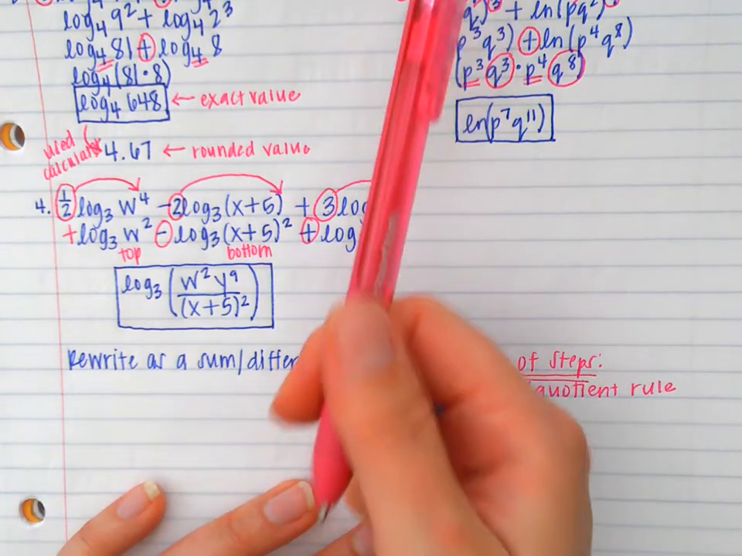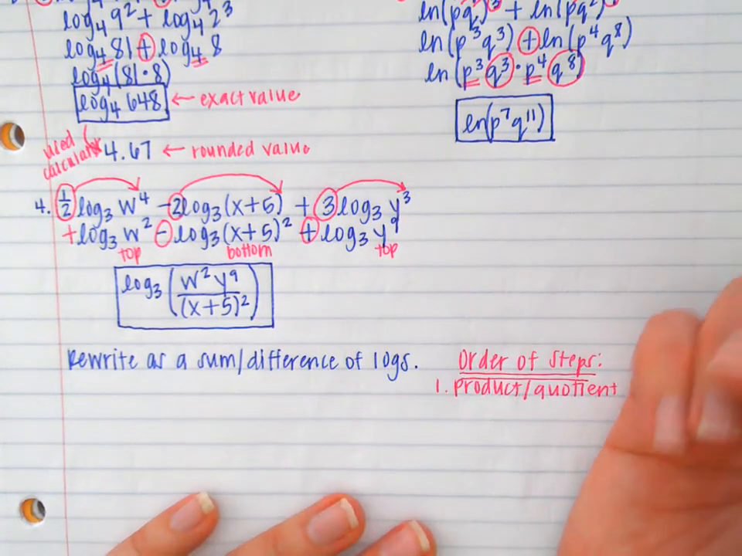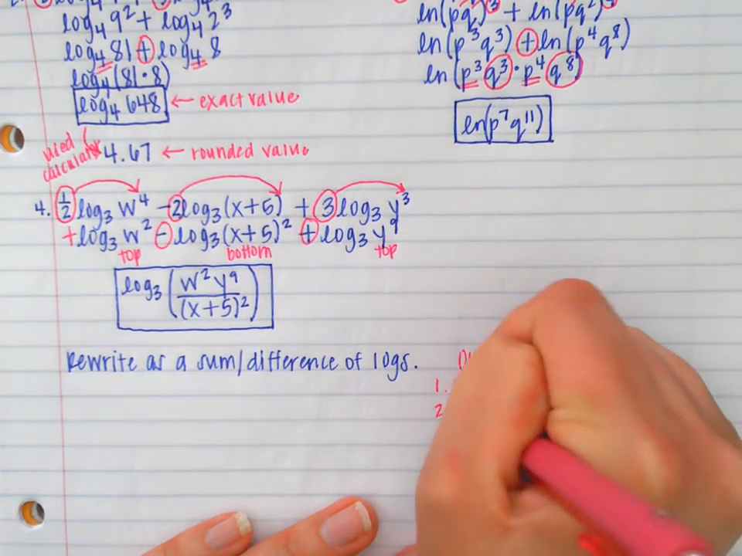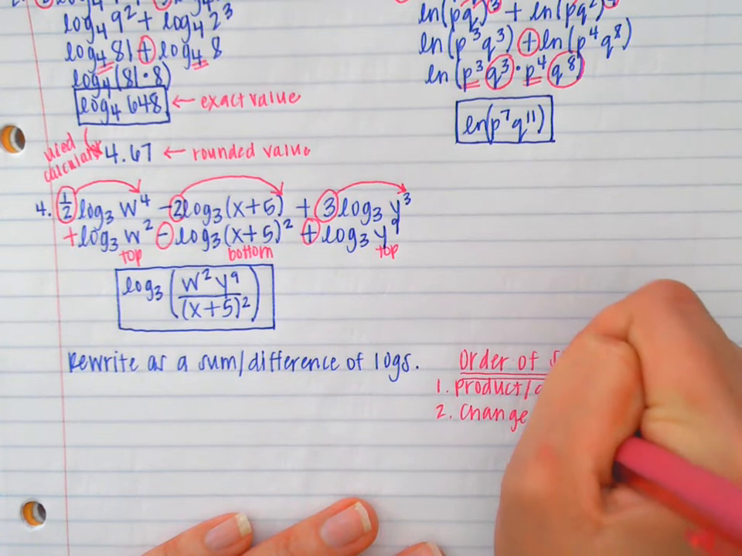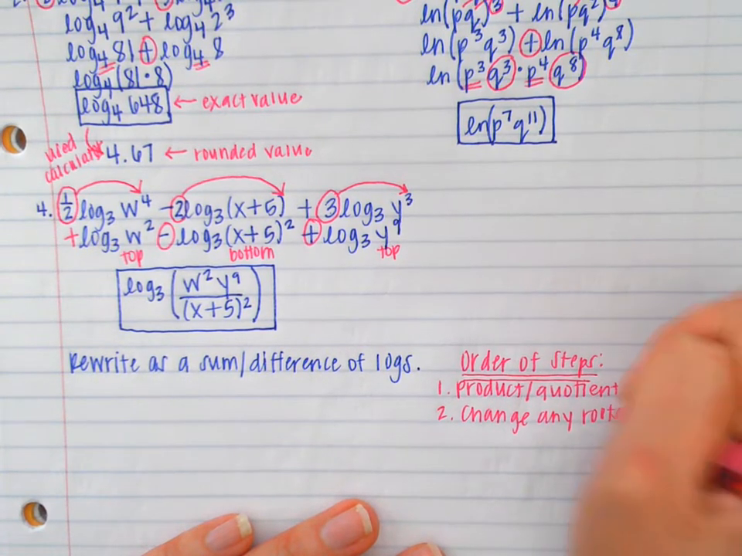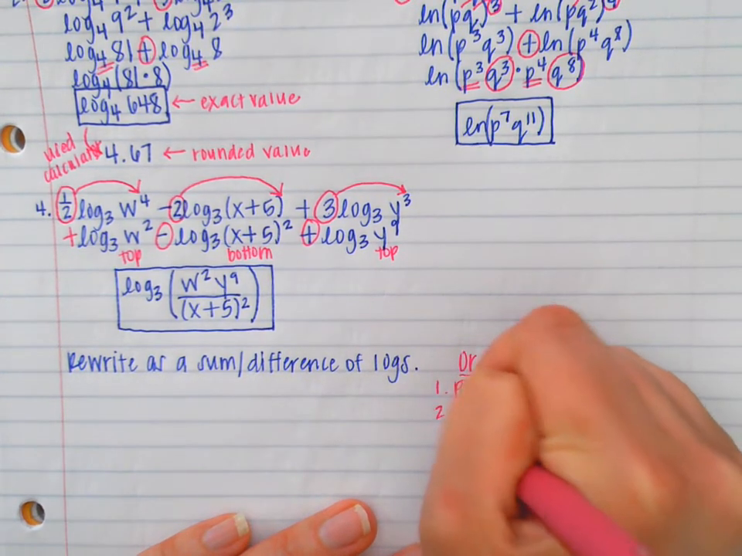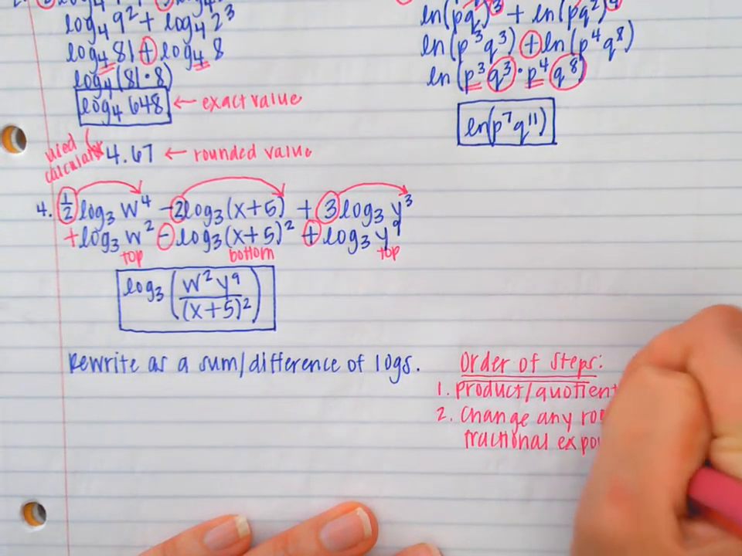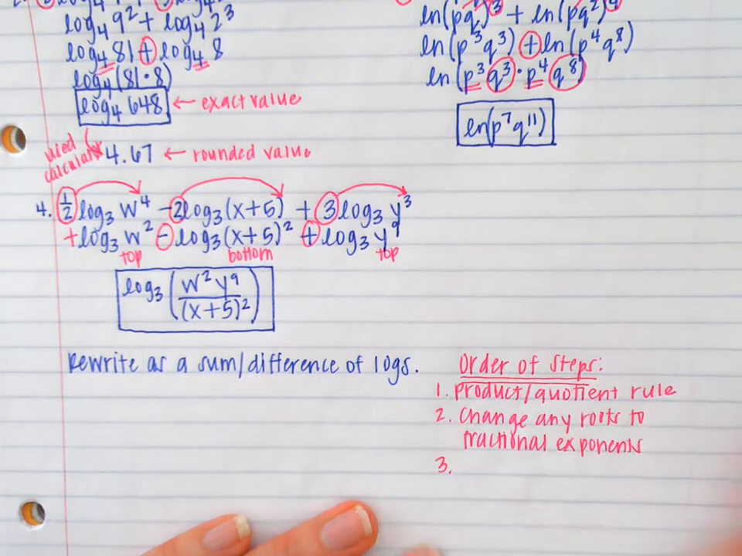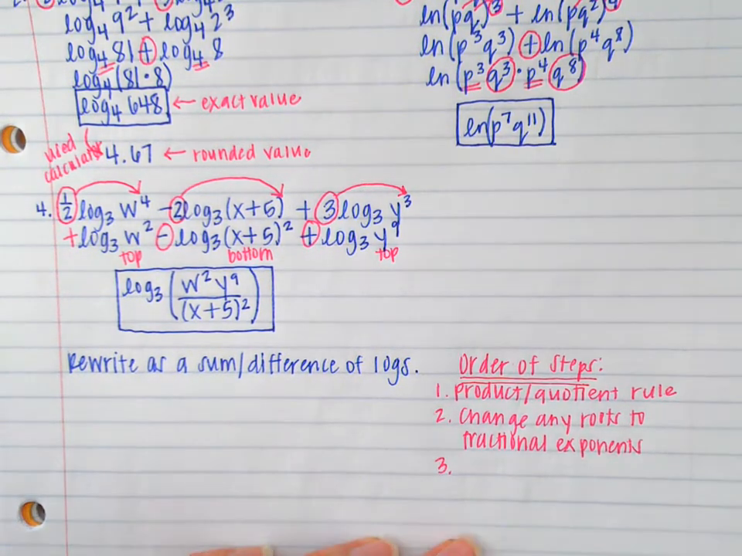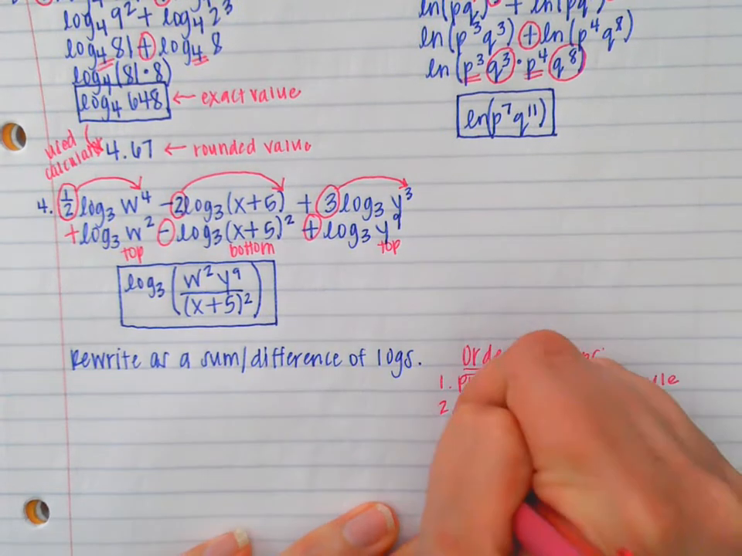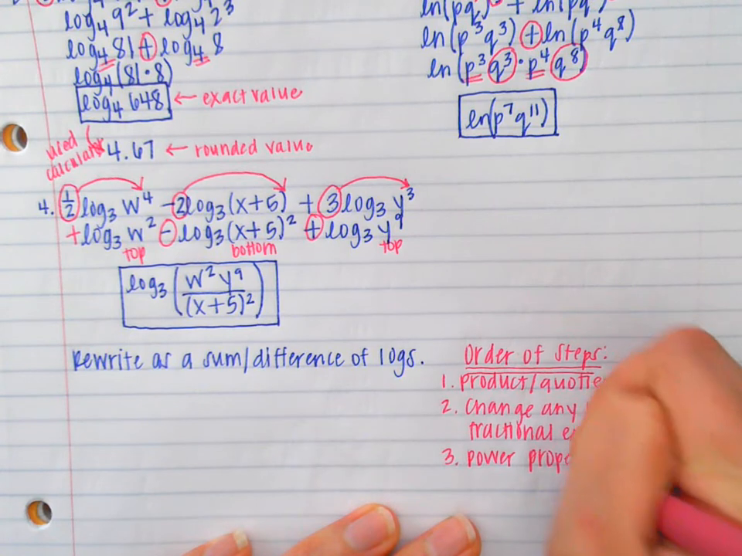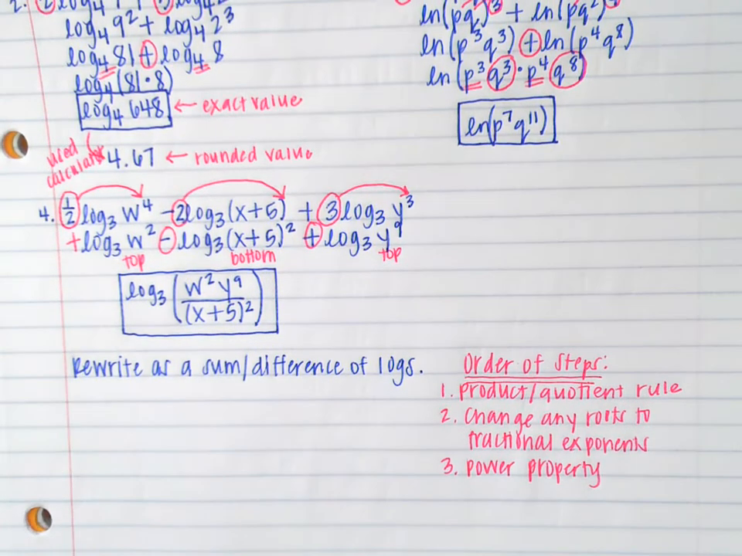And then after that, we kind of move it backwards. We change any roots to fractional exponents. And then the last step is to apply the power property or power rule. I feel like rule and property are synonyms, so who knows? I don't know.